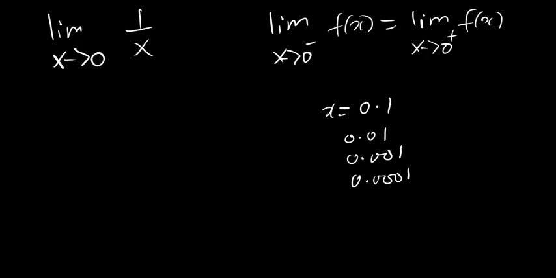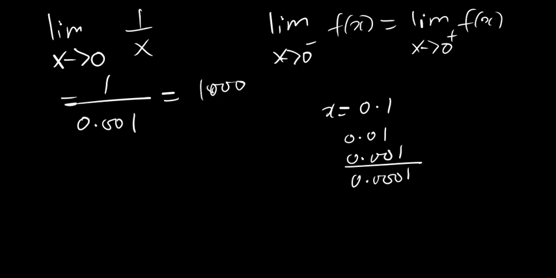Let's try 0.001. If I plug in 0.001, the answer that I'm going to get is actually 1000. If I keep on going, if I get 0.00001, I'll get a very big number. Now this very big number, for us to make things simple, we just say if the answer is positive, we get positive infinity. So in this case, the limit as x approaches 0 is positive infinity.